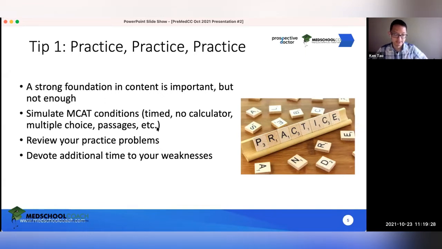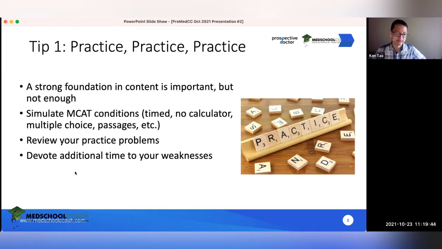And when you practice, you also need to make sure you review your practice questions. Make sure when you get a question wrong, you can review the solutions and understand what you did wrong and what you have to do differently in order to get those types of questions right in the future.